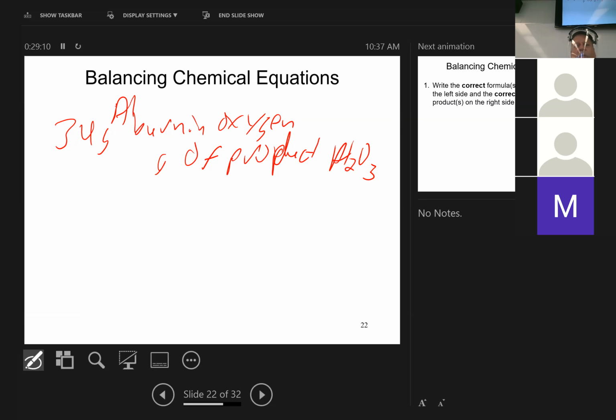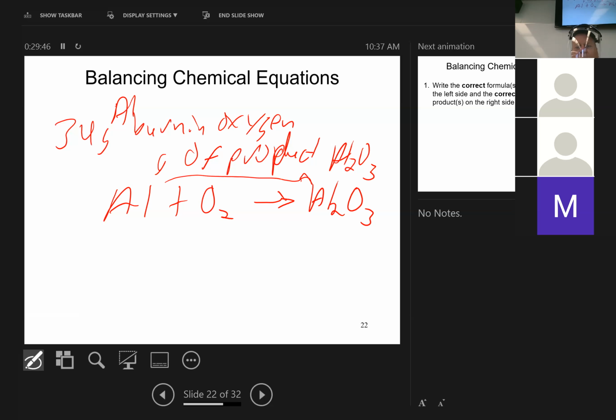What you start with is writing the correct chemical formulas on the left side for what's reacting. So you have aluminum plus oxygen goes to form aluminum oxide, Al2O3. Now look at that. How many aluminums do you have on the left? 1. How many on the right? 2. So think logically. You check this against that. What do you have to do? You put a 2 in front of that.